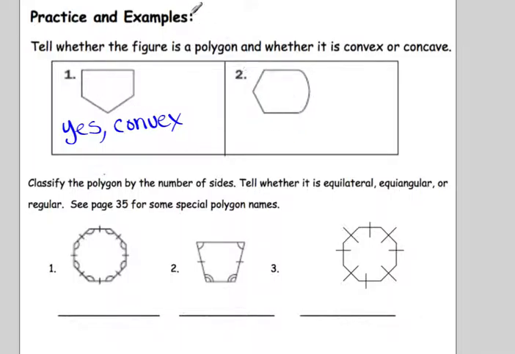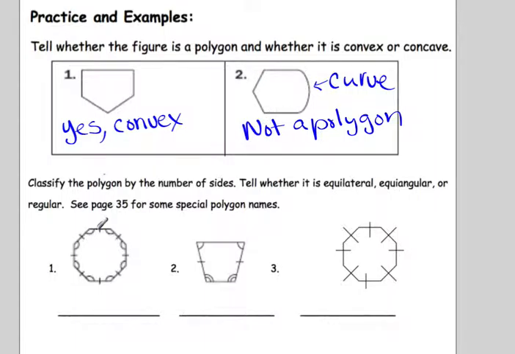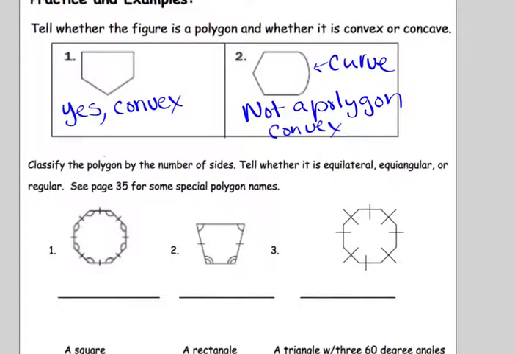Question number 2, the problem with it is that it has this curved shape over here. This is a curve. Polygons can never have any curved portions, so this one is not a polygon. Not a polygon at all. It also doesn't have any inward areas. For convex or concave, I guess it would be a convex figure, but not being a polygon, you may not need to write that down necessarily.